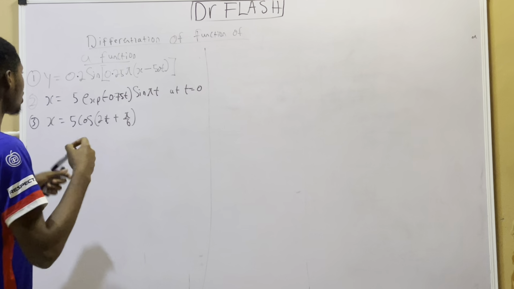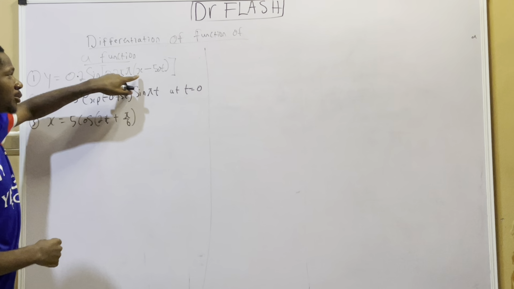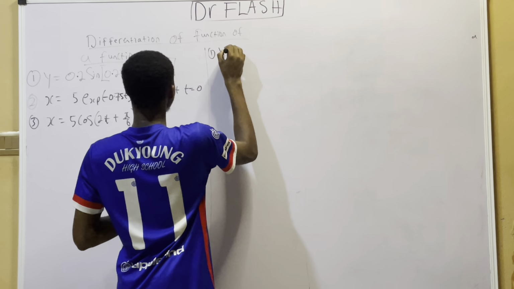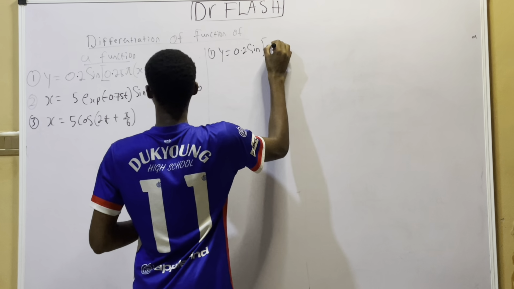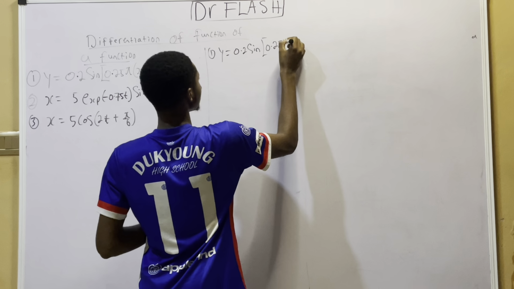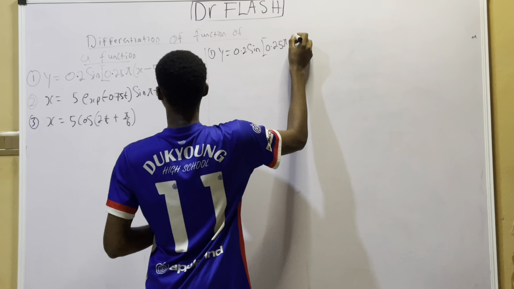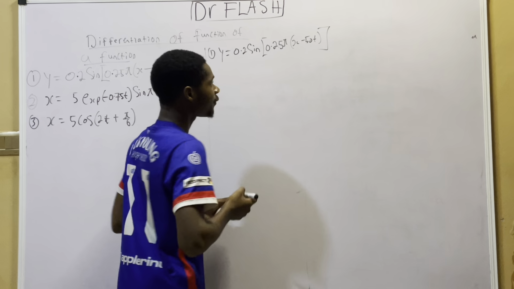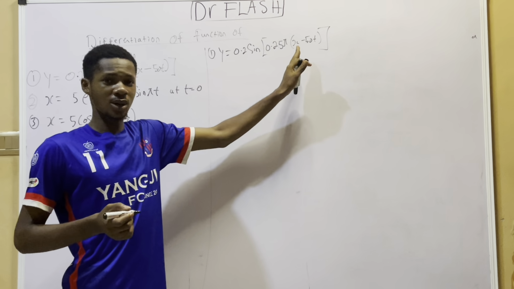For the first one, we have y equals 0.2 sine 0.25 pi in bracket x minus 50t. So here's our equation: y equals 0.2 sine open bracket 0.25 pi, in bracket x minus 50t. Now to do this, first things first, go to the innermost bracket and expand it. That's the first thing I want you to do.